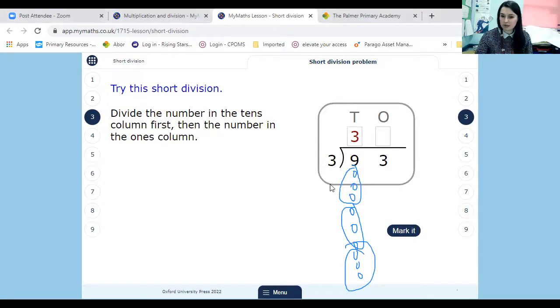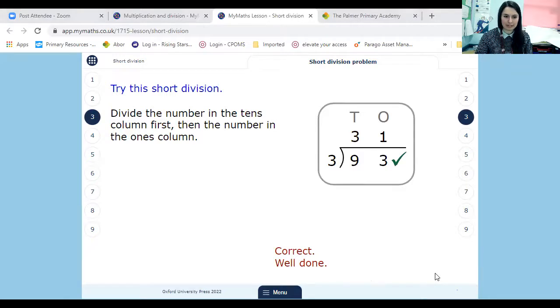There's no leftovers. So now I just say, how many 3s go into 3? Well, that's easy. 1 group of 3. There we are. Okay, you're going to help me with the next ones.